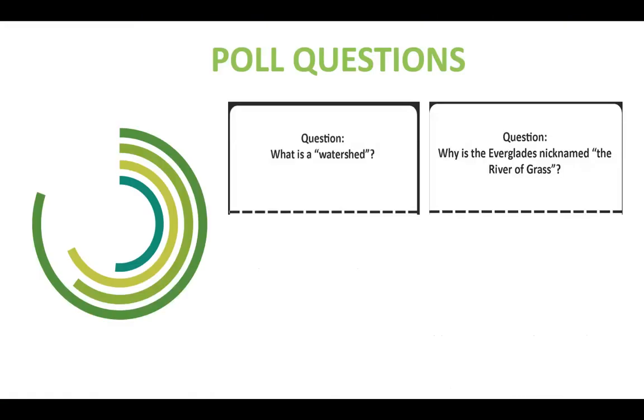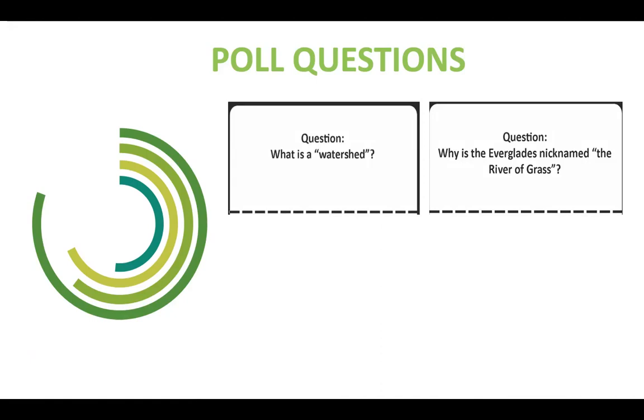So we are going to launch a poll question for you before we get started. And let me go ahead and do that now. All right, let's just go ahead and answer these. There the polls go. There's two questions to this poll. What is a watershed? And why is the Everglades nicknamed the River of Grass? I'll give you all a moment to answer these questions. They are anonymous, so please answer freely. And then we'll go over the answers and why you need to know this information.